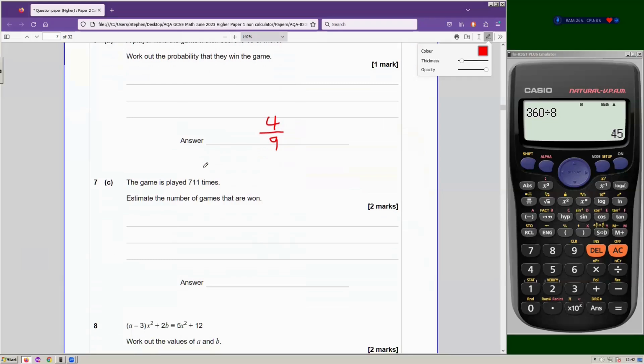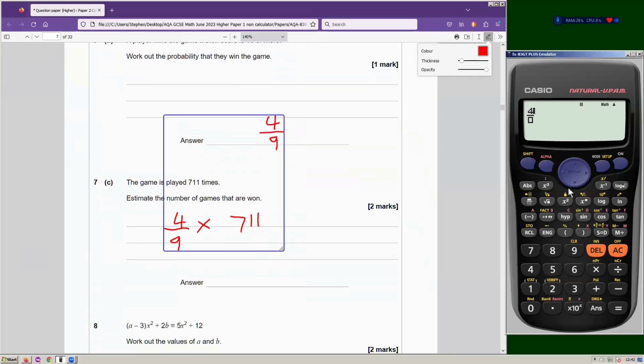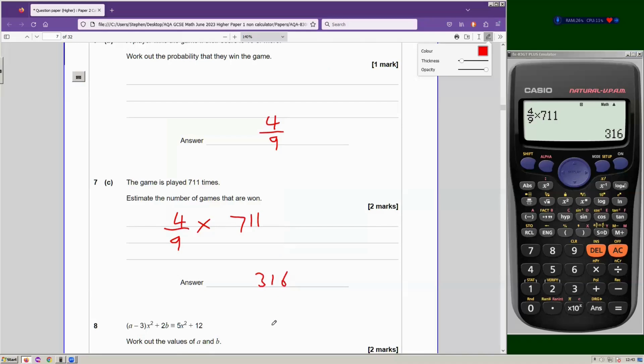The game is played 711 times. Estimate the number of games that are won. Well, it's going to be 4/9 times 711. 316.